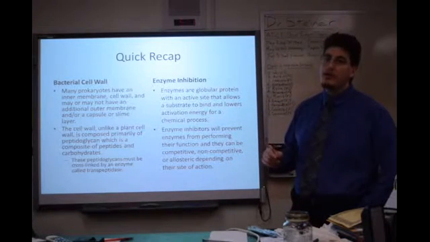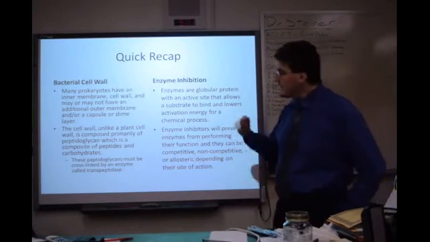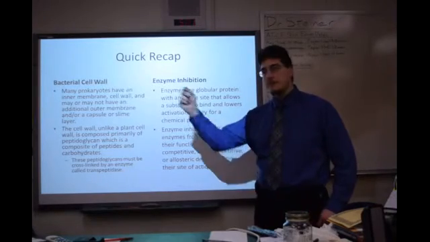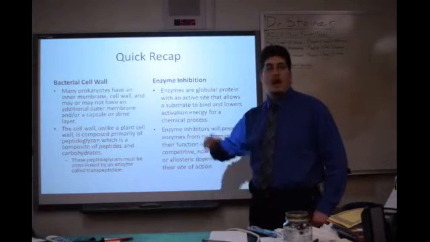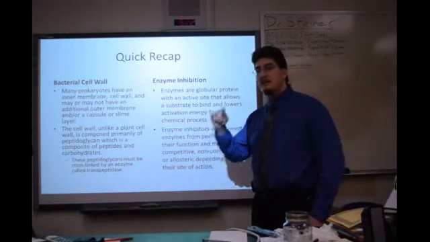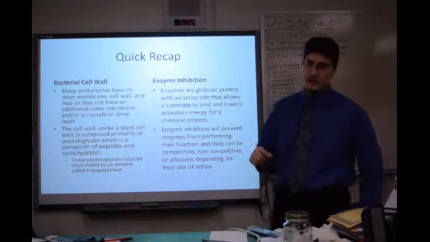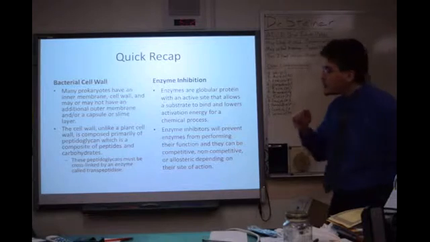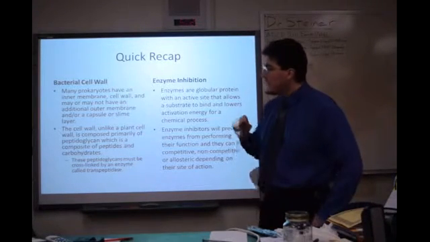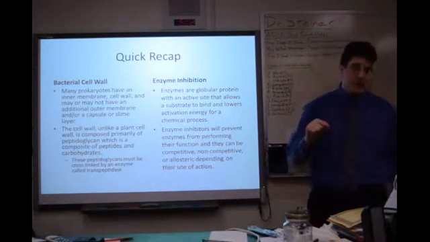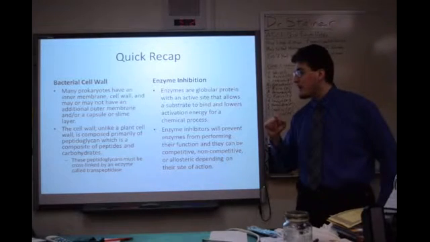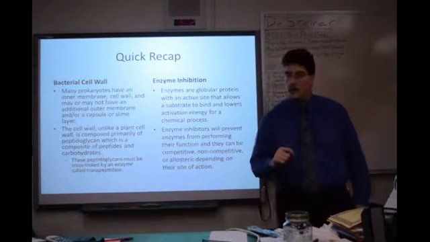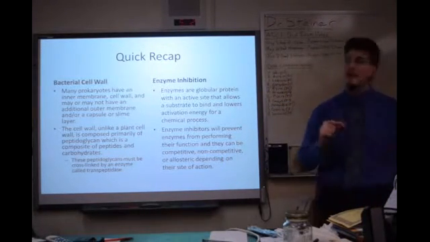So these peptidoglycan cell walls need to be cross-linked. The peptides themselves of this cell wall need to be cross-linked in order for it to retain its consistency. And the cross-linking of those peptides is performed by an enzyme called transpeptidase. This enzyme called transpeptidase becomes important.